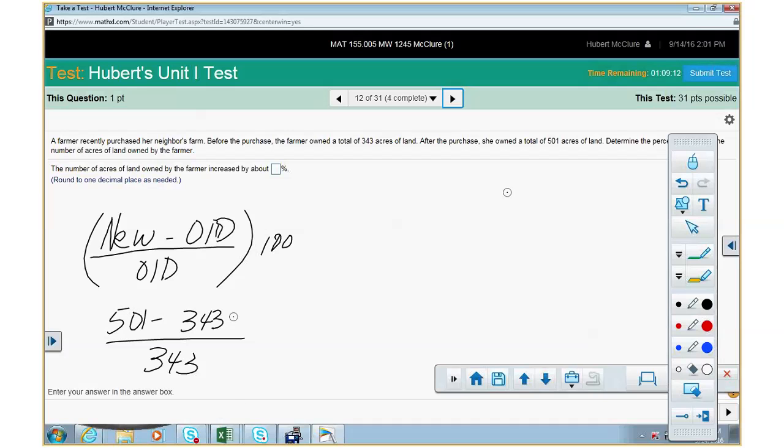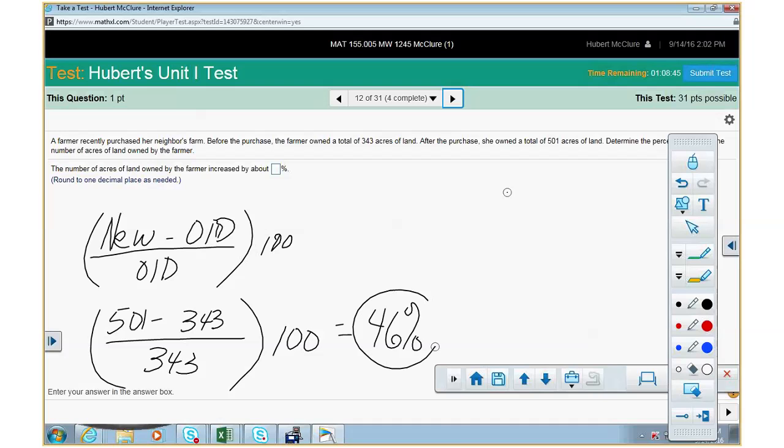Somebody punch that out and multiply it by 100. If it comes out positive, that means it's a what? You didn't answer my question. I'm asking for interaction here. If it's positive, that means it's an increase. If it's negative, that means it's a decrease. So what did it come out to? 46% increase. How do we know it's an increase? Because it didn't have a negative in front of it on the calculator.